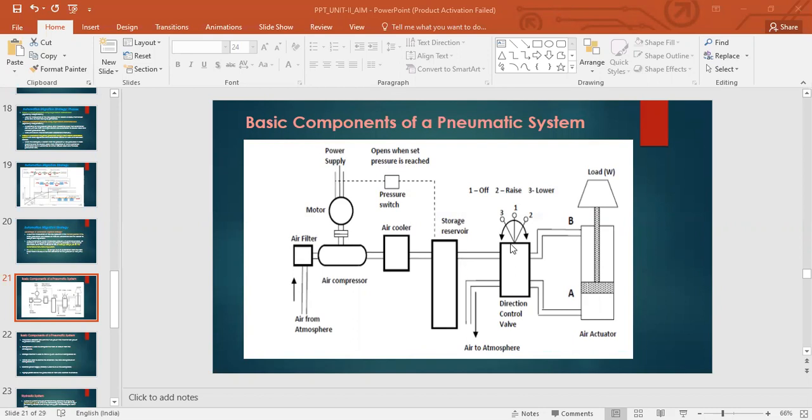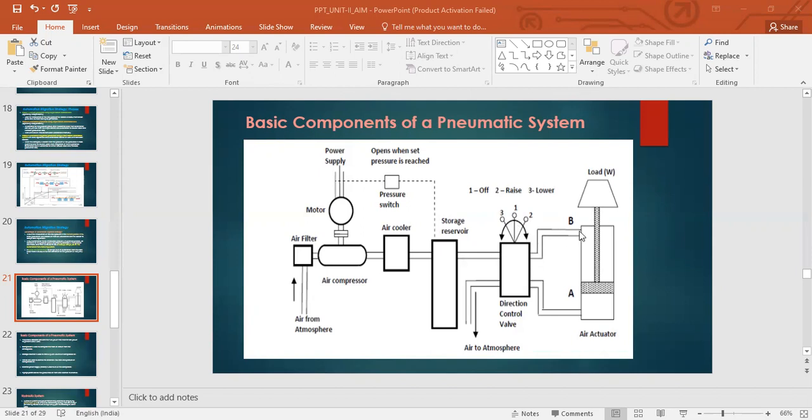This valve will control whether it is to be sent to B or A. So you have three options here, or three different settings of this control valve, right? One being the off position, two being raise, and three lower. So basically raise in the sense that the load here will be raised. If you want to raise it, that's your second setting. If you want to lower this load, that's your third setting. So how does it do that? This valve will control the flow of compressed air.